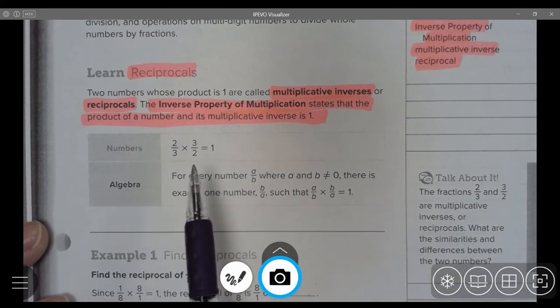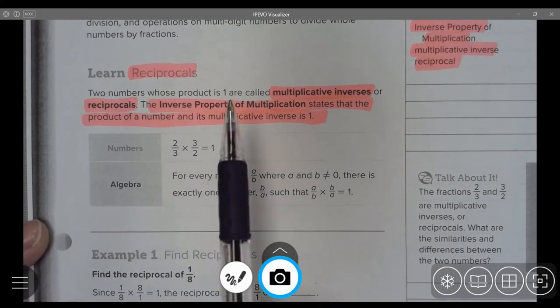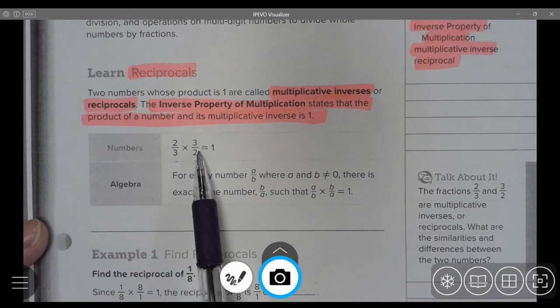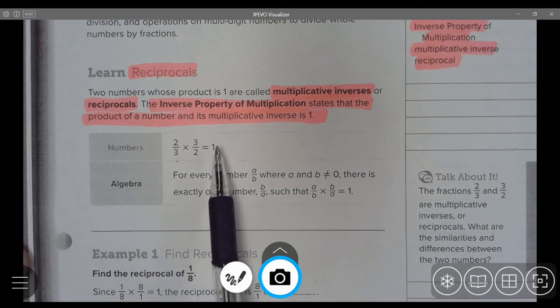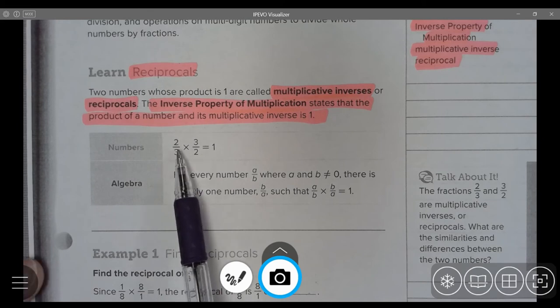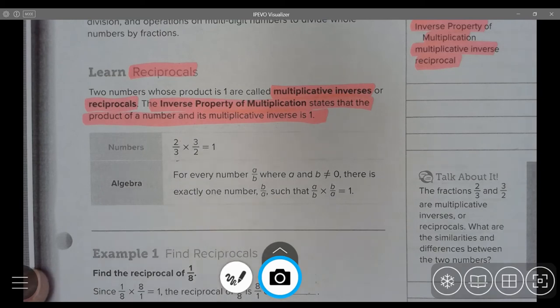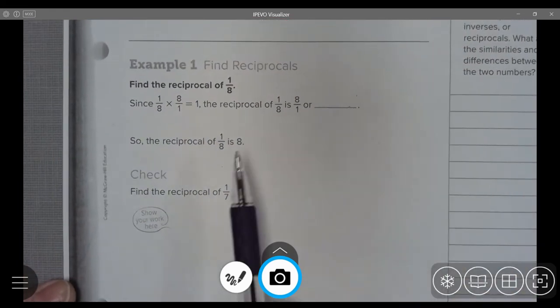Now, here are some examples of our reciprocal or the multiplicative inverse. So 2/3 times 3/2, or 3 halves, equals 1. And as you can see, all that has happened is the denominator became the numerator and the numerator became the denominator. They kind of flipped there. And we talk about that and how the reciprocal is like flipping the fraction, where numerator becomes denominator, denominator becomes numerator. Here are our examples. Find reciprocals.